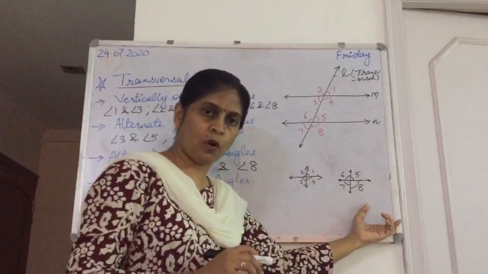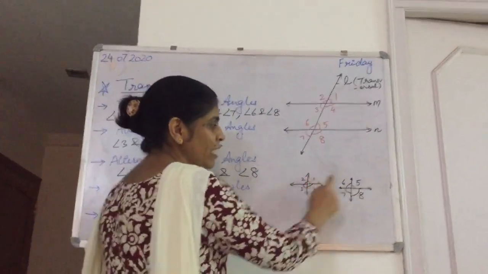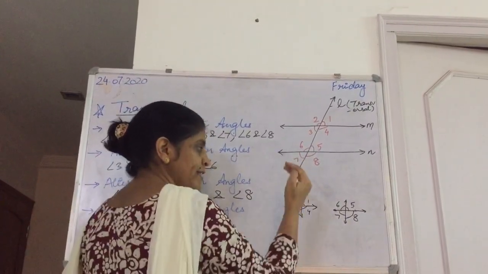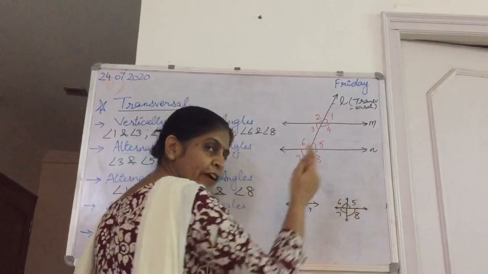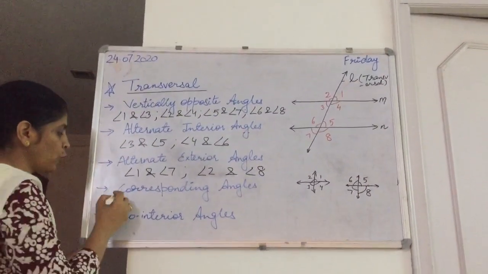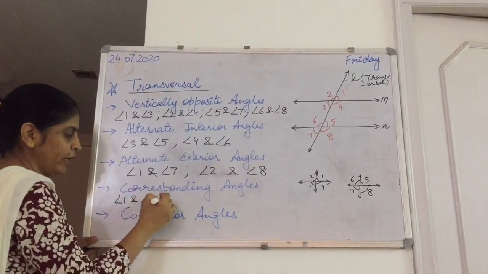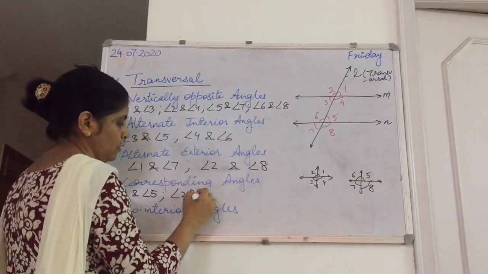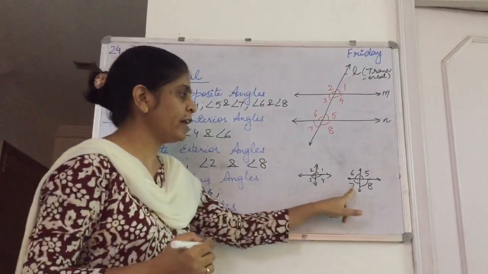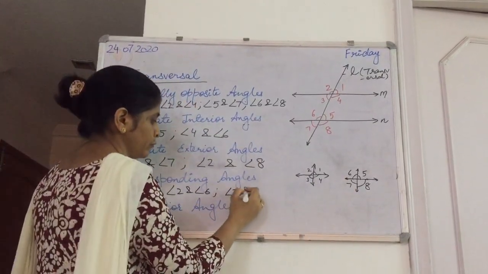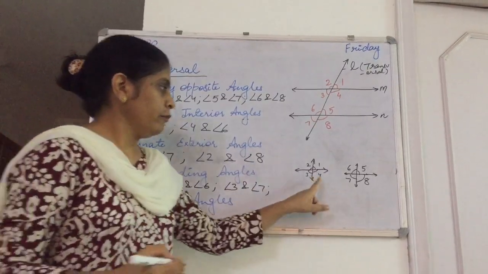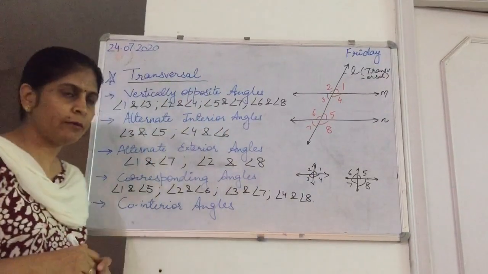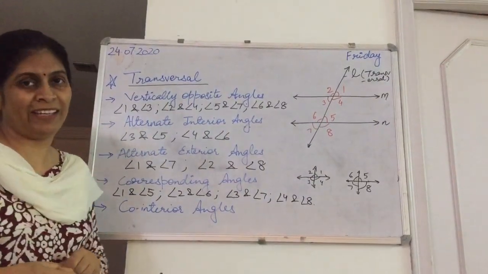Now we compare these two crosses. So 1 is the same in position as 5. Yes, you can see 1 is on the right side top, so here right side top will be 5. So corresponding angles are in terms of position. Angle 1 and 5. Similarly 2 and 6, similarly 3 and 7, 4 and 8. So they are corresponding angles. Clear about this?